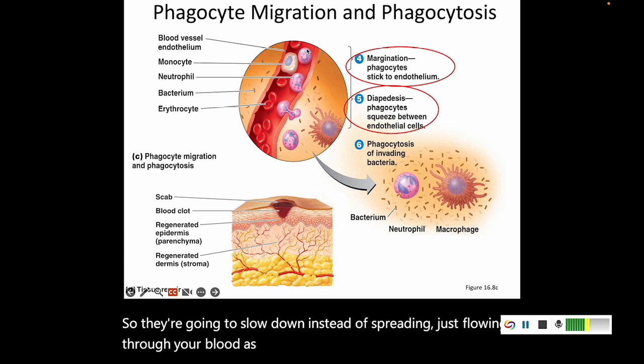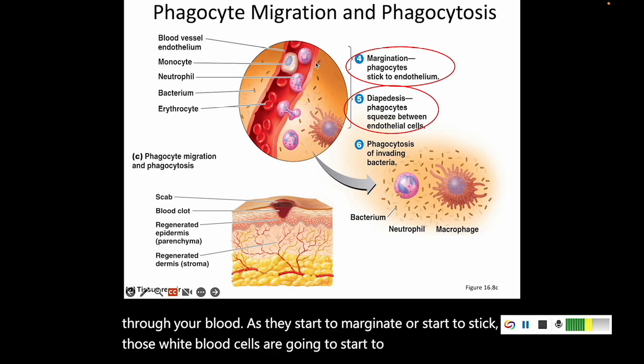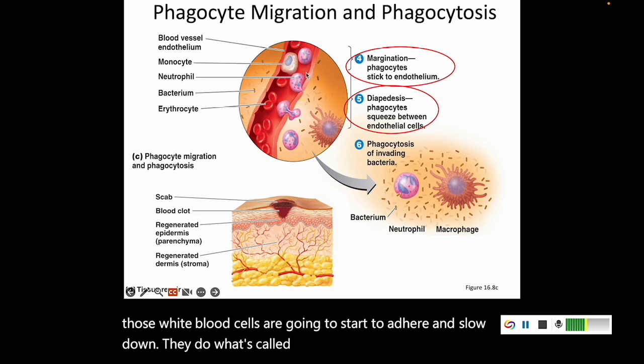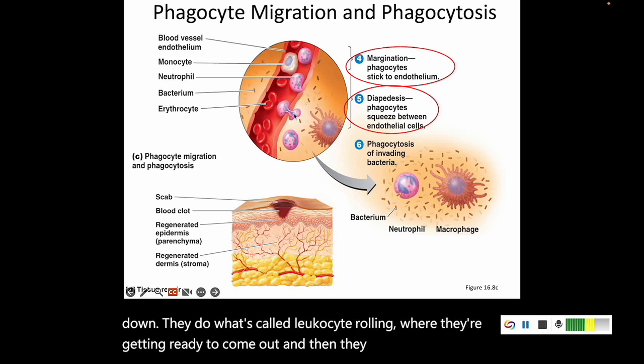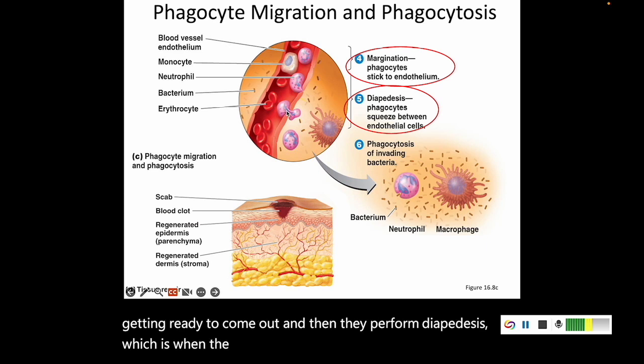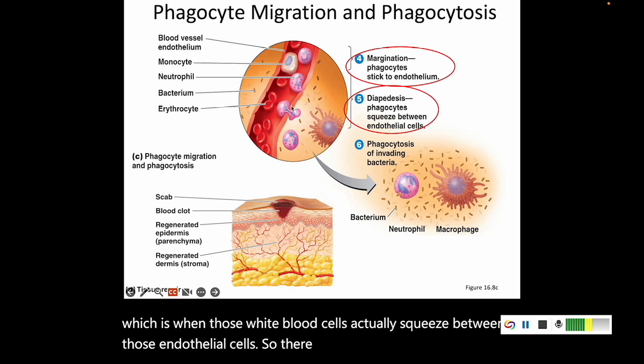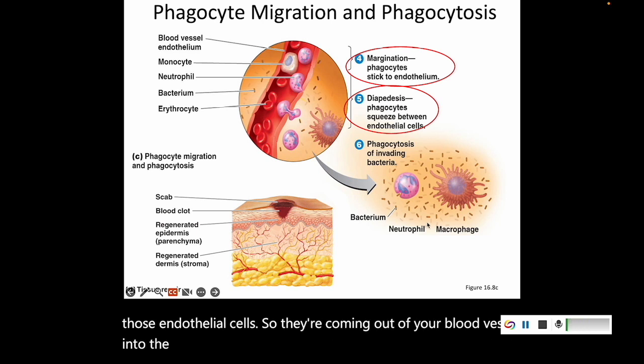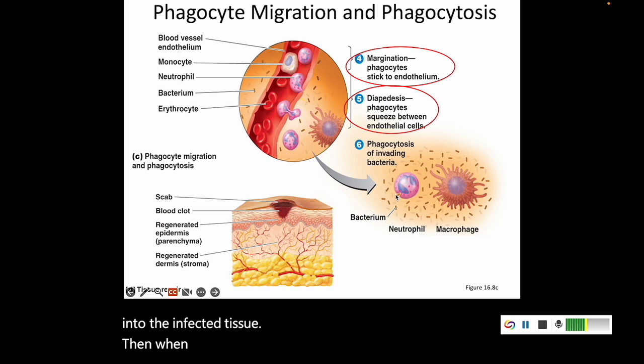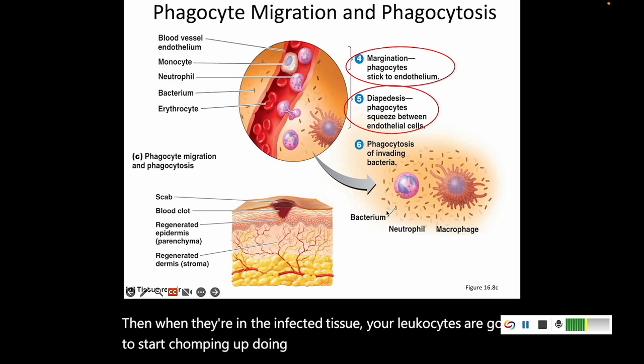As they start to marginate or start to stick, those white blood cells are going to start to adhere and slow down. They do what's called leukocyte rolling, where they're getting ready to come out, and then they perform diapedesis, which is when those white blood cells actually squeeze between those endothelial cells. So they're coming out of your blood vessel into the infected tissue. Then when they're in the infected tissue, your leukocytes are going to start chomping up, doing phagocytosis and eating all of those infectious particles.